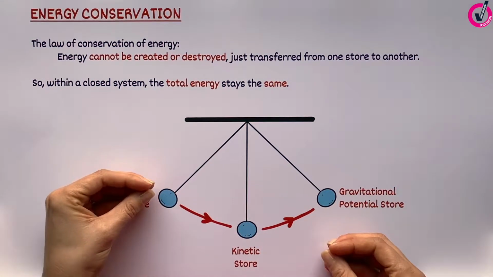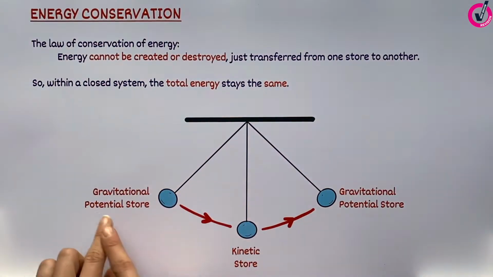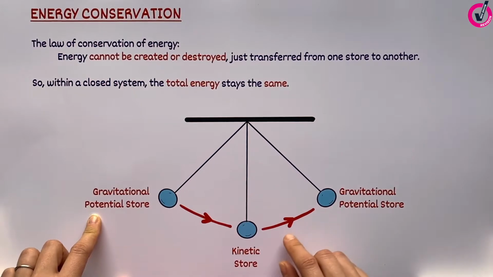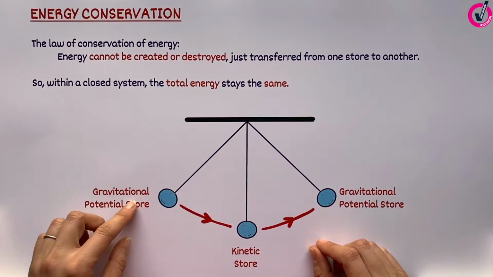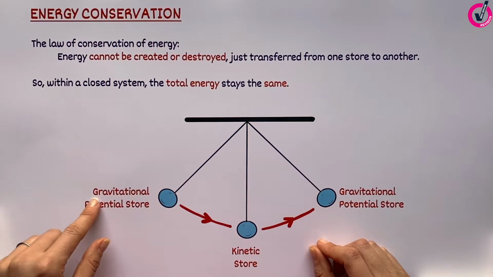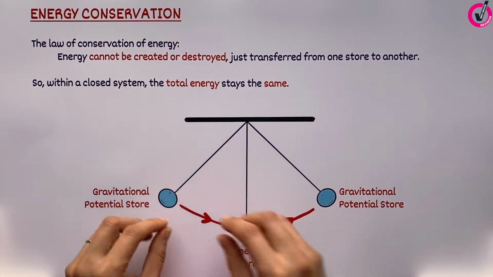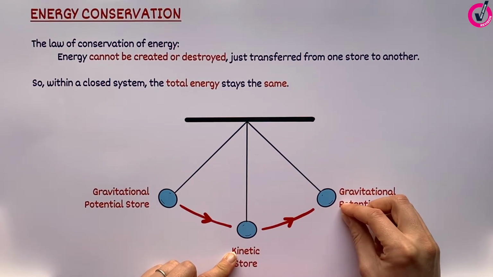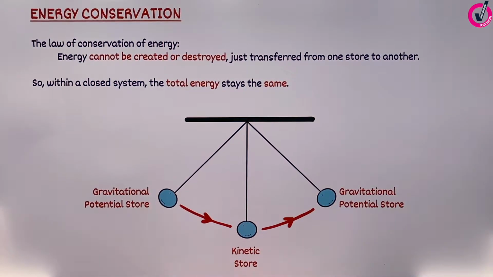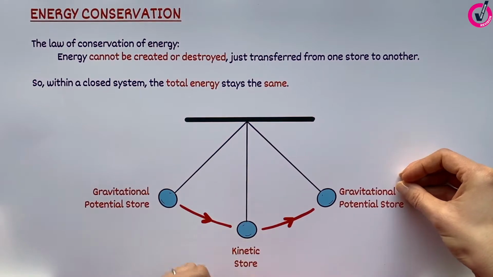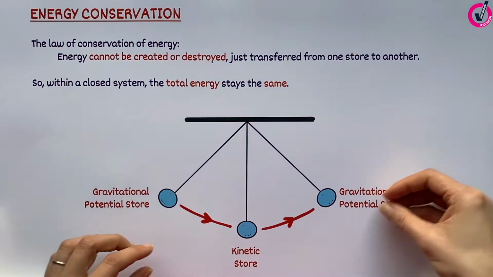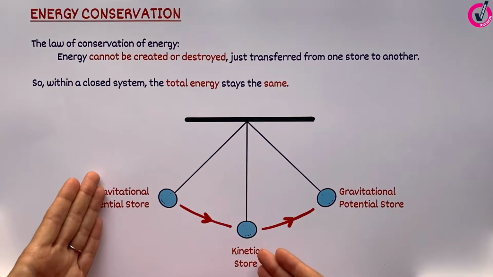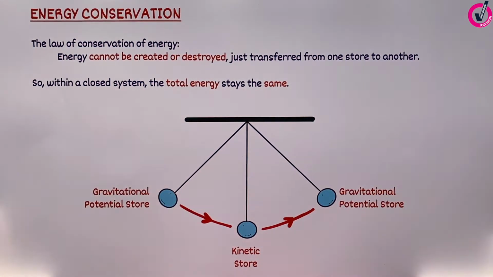If I pull the ball up to one side, I'm using a force to increase the gravitational potential store of energy of the ball. When I let go, the store of energy of the ball changes from gravitational potential to kinetic as the ball's speed increases. As the ball moves up to the other side, the kinetic store decreases and the gravitational potential store increases again. Throughout these changes to the ball, the total energy stays the same, it's just stored in different forms.